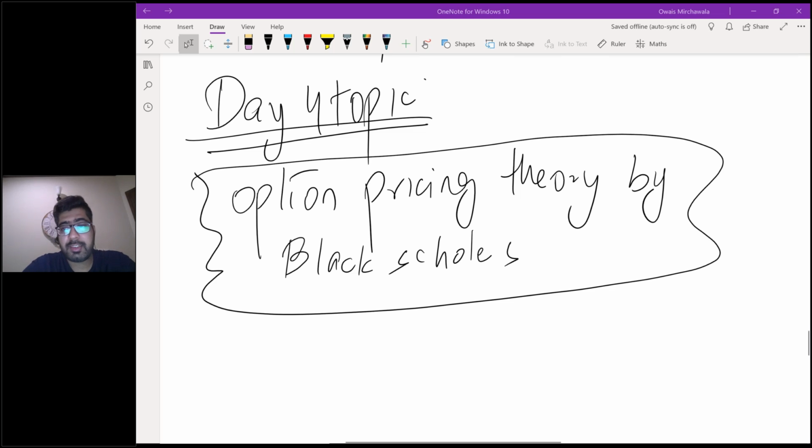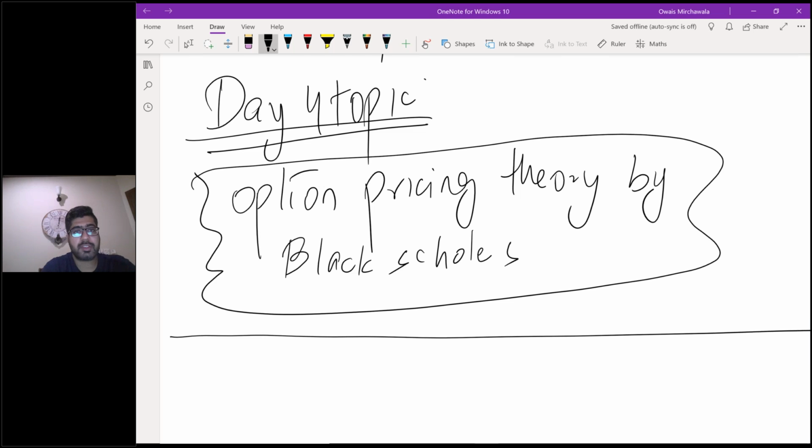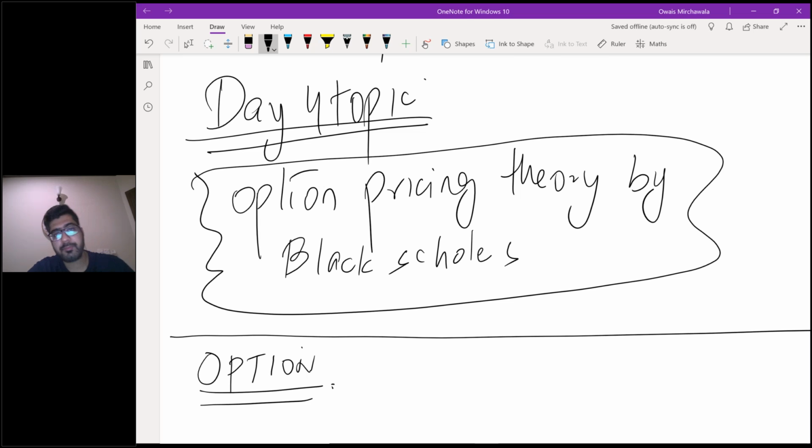Okay, so let's move towards the next topic for today. That is option pricing theory, also called option pricing theory by Black-Scholes. Now, before starting and rushing towards the computations, let me give you some introductory information about what exactly an option is, and then we can move towards option pricing theory.